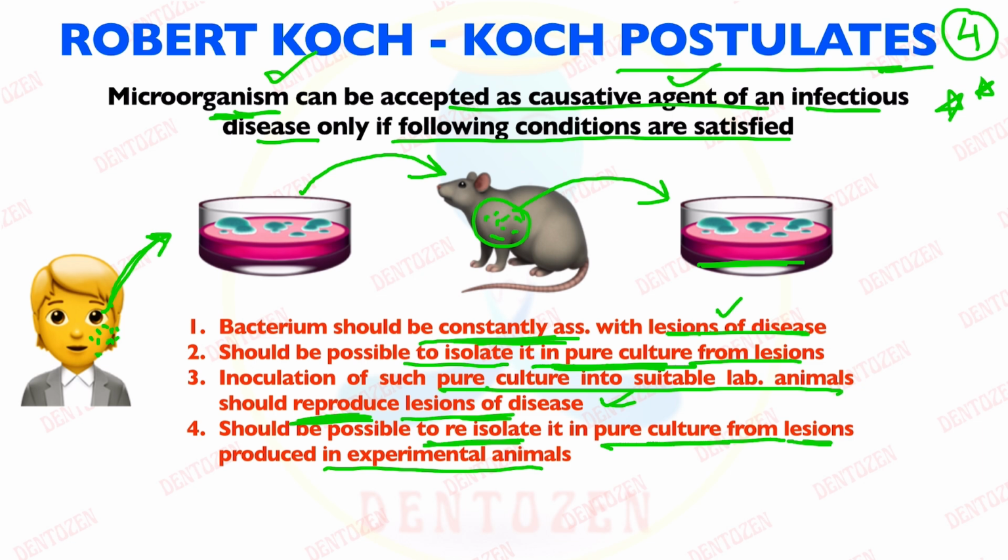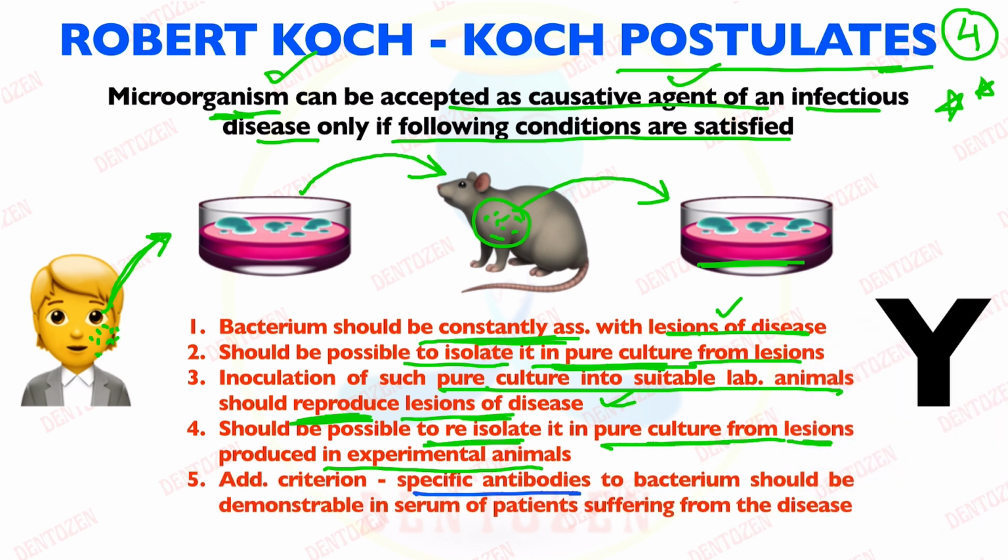Now, another point was added: a specific antibody to these bacteria should always be demonstrable in the serum of the patients, in the blood of the patient suffering from the disease. So, these bacteria should be able to produce specific antibody against them. So, these are the 5 points.